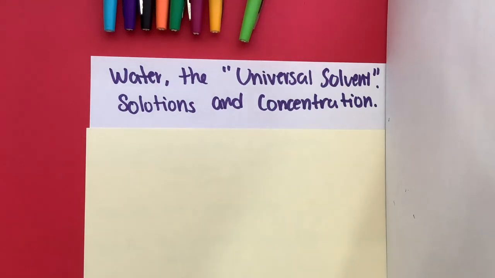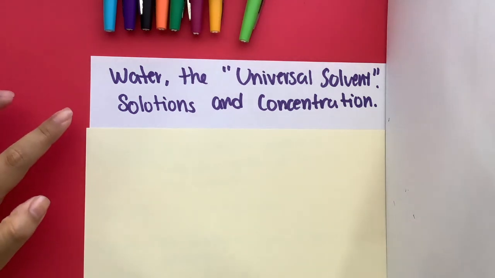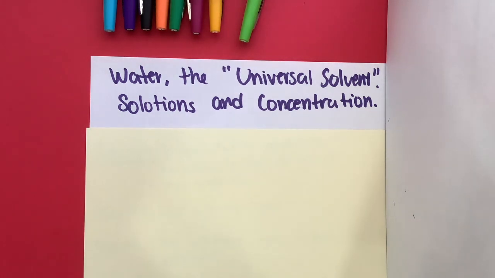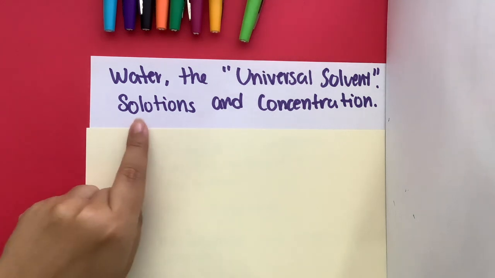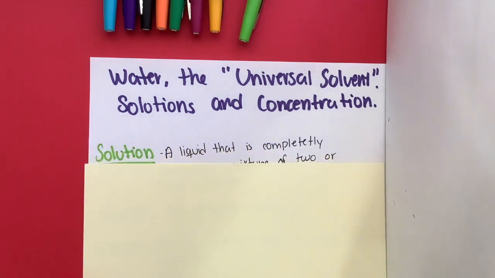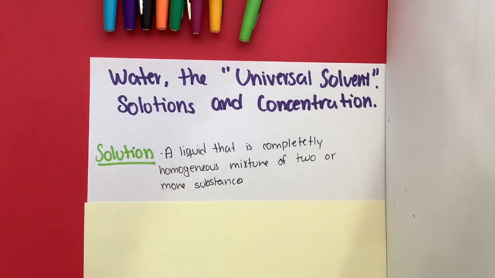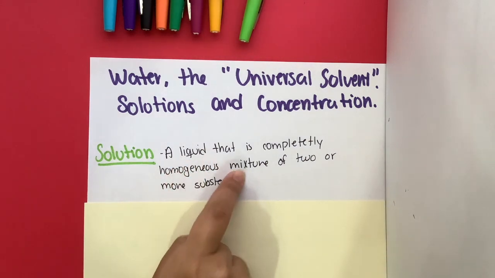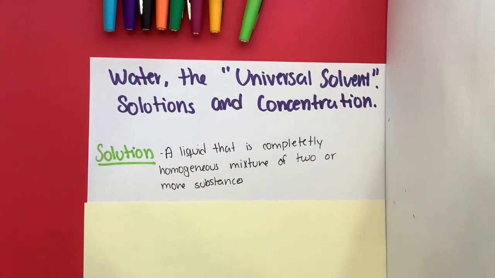Okay, so today we're going to start Unit 11, which is called Solution, and Section 1 is called Water, the Universal Solvent, Solution, and Concentration. In this unit we're going to talk about solutions. Remember that solutions were two or more compounds mixed together. The definition for a solution is a liquid that is a completely homogeneous mixture of two or more substances.